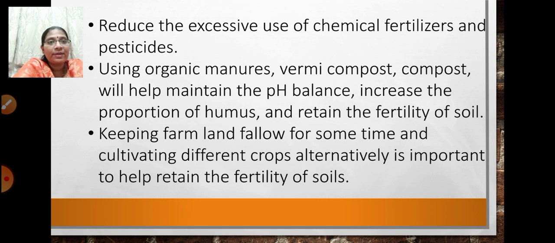So to help that, we have to keep in mind all these things. Reduce the excessive use of chemical fertilizers and pesticides. We can use organic manures to retain the fertility, and as a result the proportion of humus will increase. Keeping the farmland fallow for some time and cultivating different crops alternatively is also important to retain the fertility of the soil. So that is what we need to do to stop soil degradation.